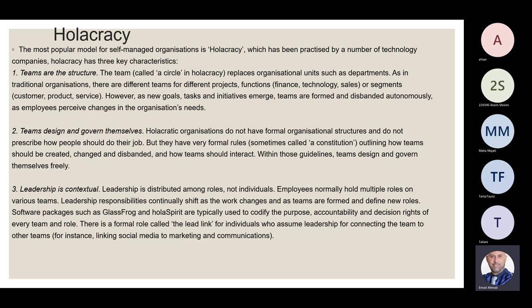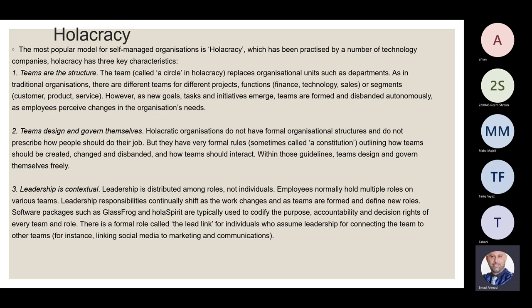What we mean by it inside the organization is a self-managed organization. An organization will be managed without structure. There is no leader for the organization. There are three characteristics that we could see for a holacracy organization. The first characteristic is that teams are the structure. There is no organizational structure; the teams are the structure. The team is the circle, the main focus point in this innovation.